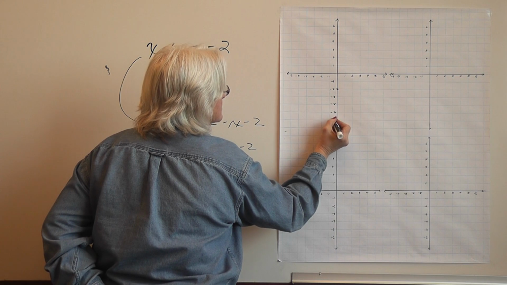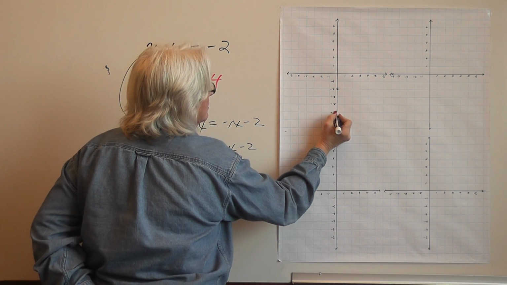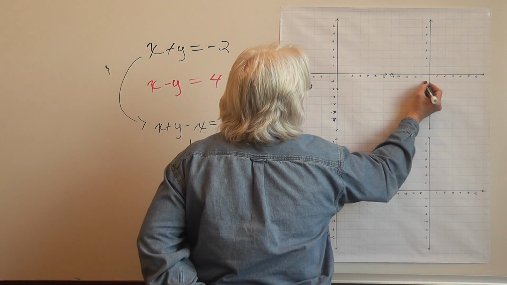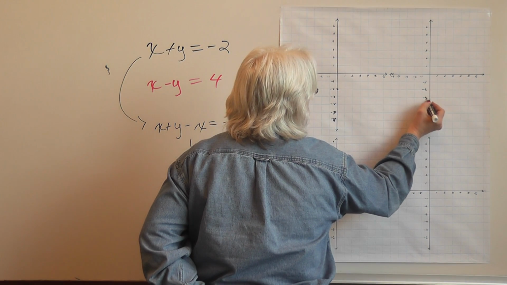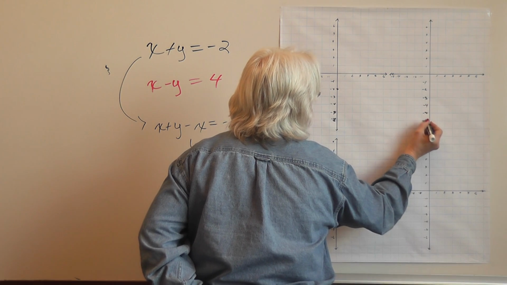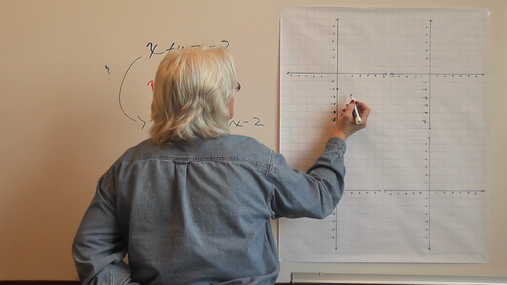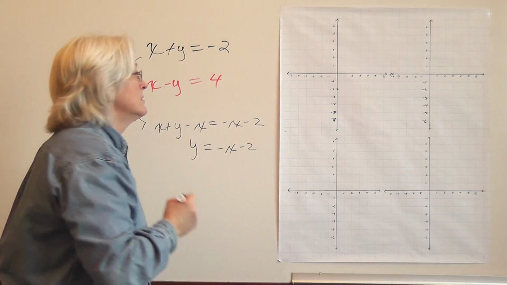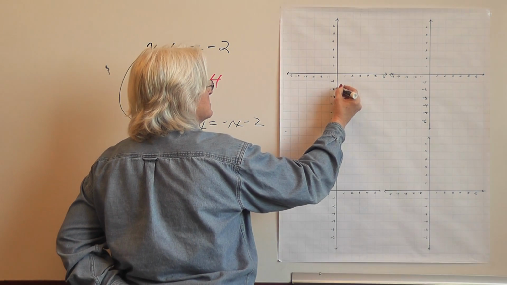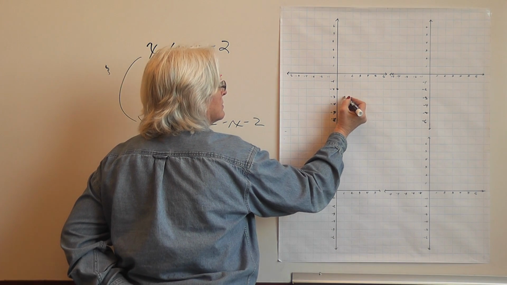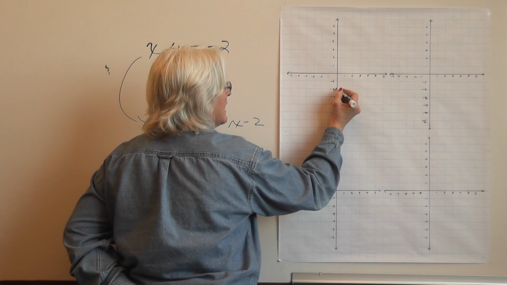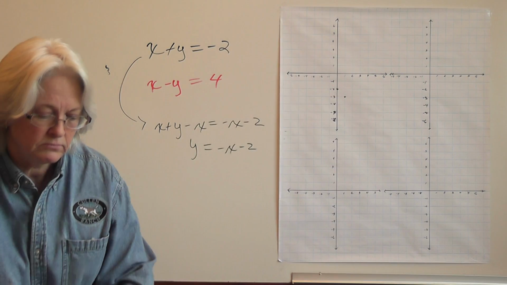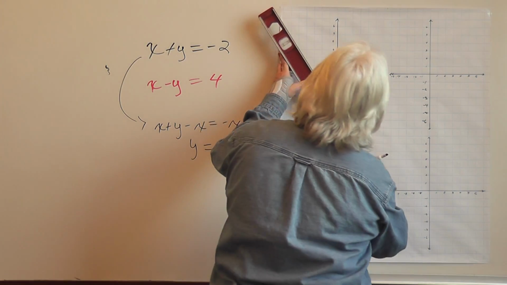Let me go ahead and do this right quickly. 4, 5, and negative 6. Let me label this one. Negative 1, negative 2, negative 3, 4, 5, and 6. Our slope is a negative 1. Our vertical change goes down 1 over 1 unit to the right. So here we have the graph of our first equation. Go ahead and connect the dots.